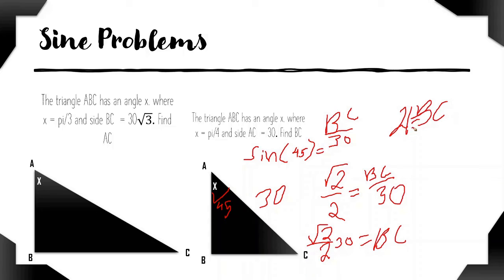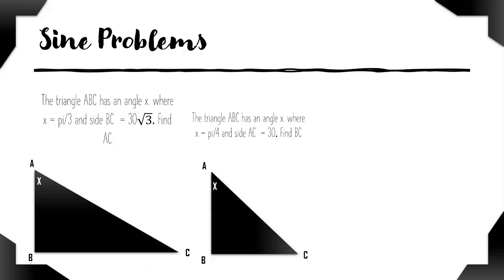So 21 is equal to BC. So that's another way we can do it. So we can write the answer right here. So BC is equal to 21.